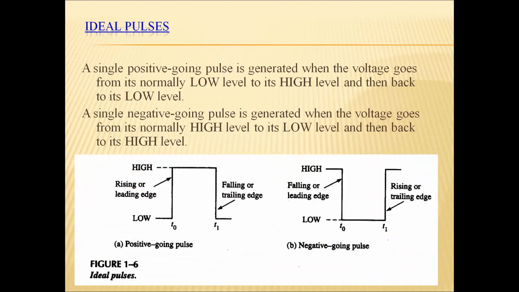As you can see, this is the positive going pulse and this is the negative going pulse. Here it is a rising or leading edge, whereas here is the falling or trailing edge. So if here it is rising, here it is falling, and here it is falling, here it is rising. So this is the negative going pulse.